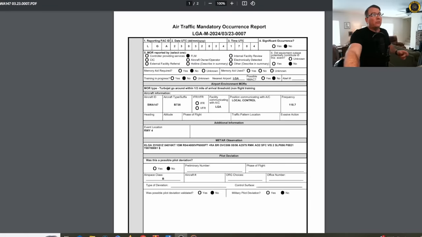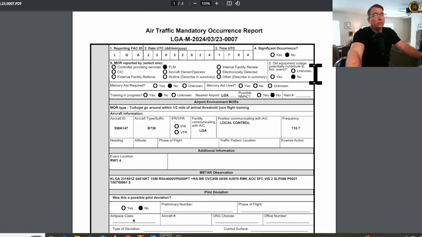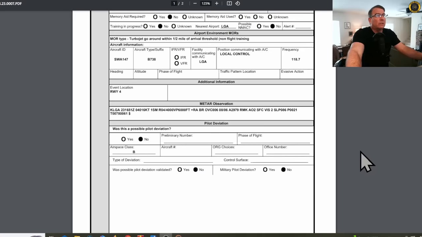Okay, now let's get into the air traffic mandatory occurrence report as reported by LaGuardia on March 23rd. A lot of acronyms here I'm not too familiar with. The MOR reported by the FLM, not sure what that is. Did equipment outage potentially contribute to the event? No. Was a memory aid required? No. Was training in progress? No. Was this a possible near mid-air collision? No. Southwest 147, Boeing 737-800, local control.